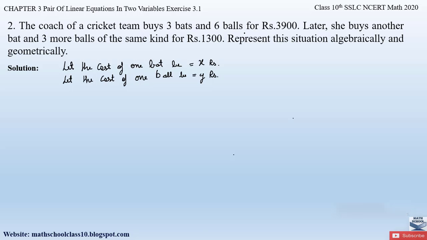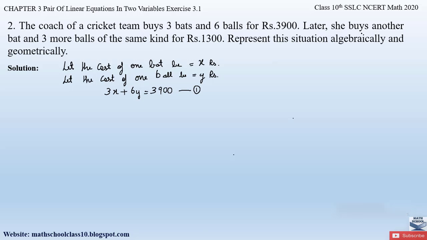Coming back to the question, they have given us that the coach of the cricket team buys 3 bats and 6 balls for rupees 3,900. Cost of each bat is X rupees. So what will be the cost of 3 bats? That is 3 into X, right? So 3X plus they are also buying 6 balls, so we add plus 6 into Y. Cost of 6 balls will be 6Y. They are buying for rupees 3,900, so equal to 3,900. Let this be equation number 1.